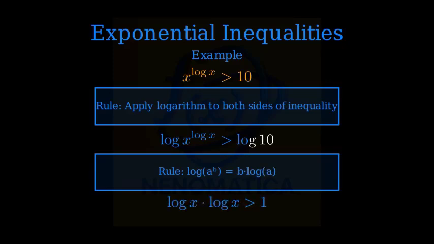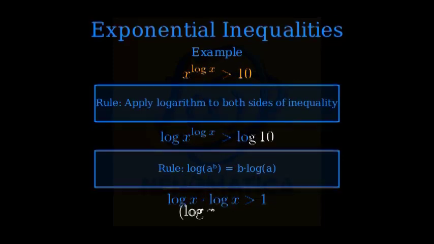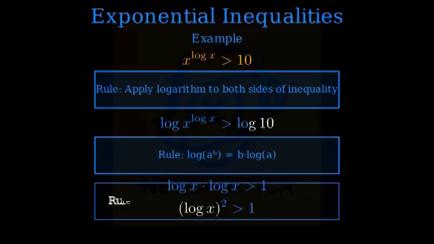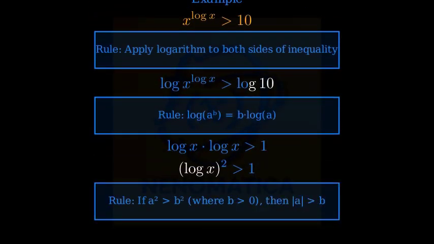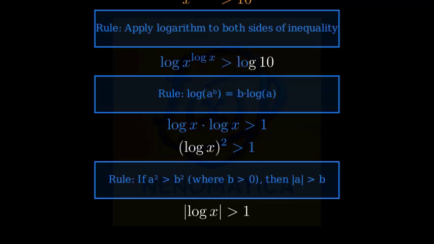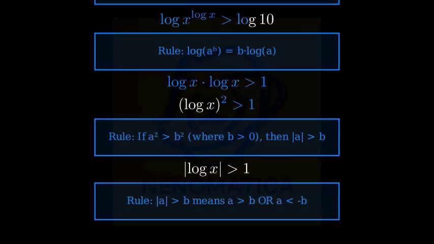We can rewrite log x times log x as log x squared. When we have a squared term greater than a positive number, we need to take the square root of both sides. This gives us the absolute value of log x is greater than 1. Now, we need to split this into two cases because of the absolute value. Case 1, log x is greater than 1, which means x is greater than 10.